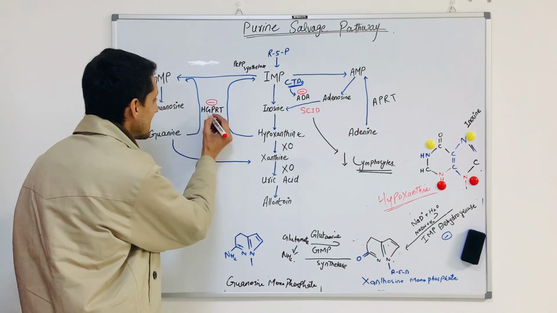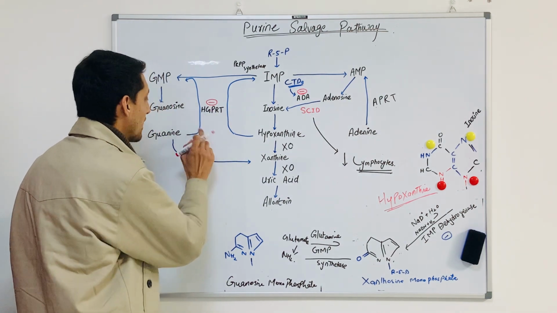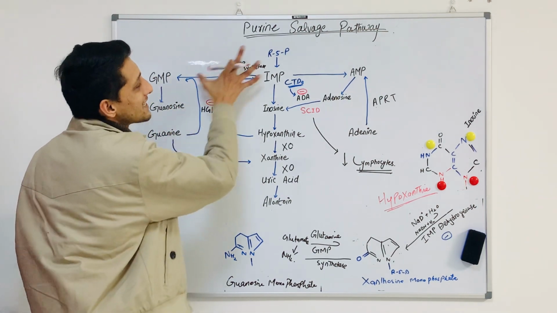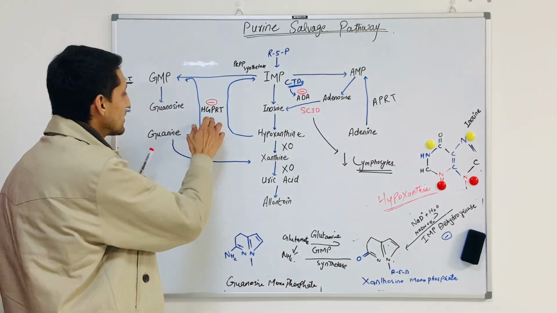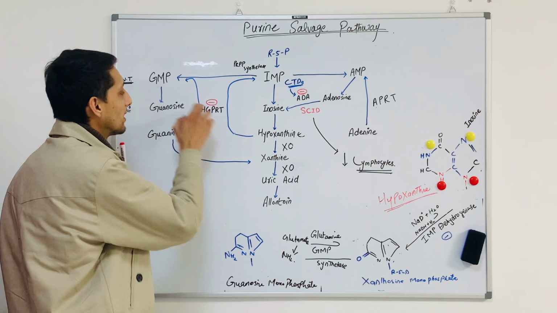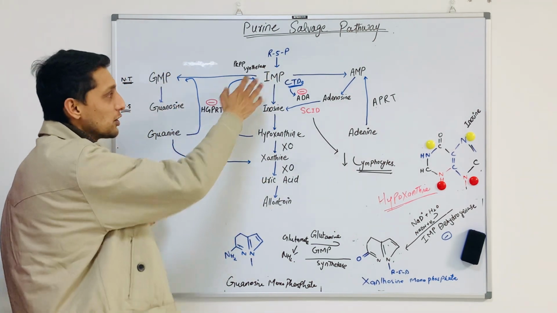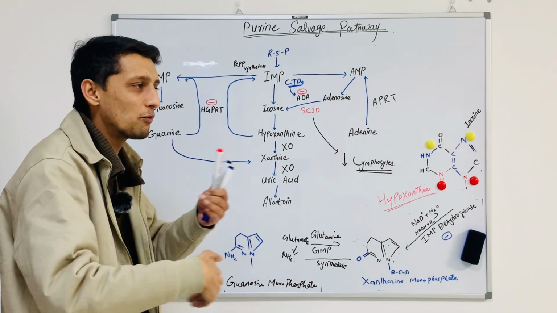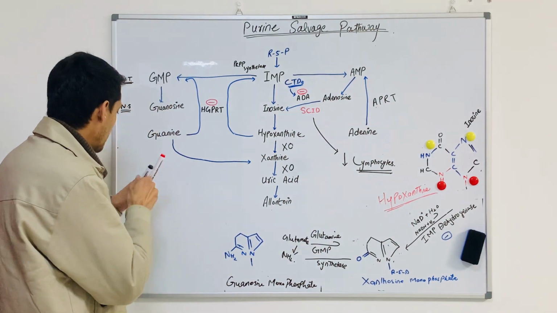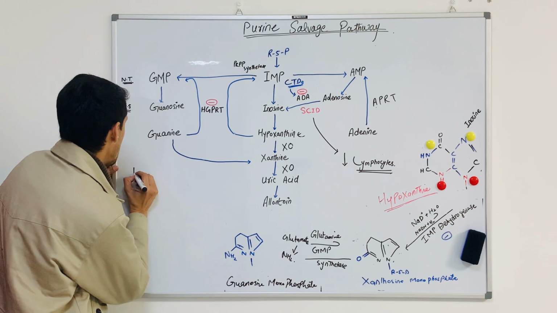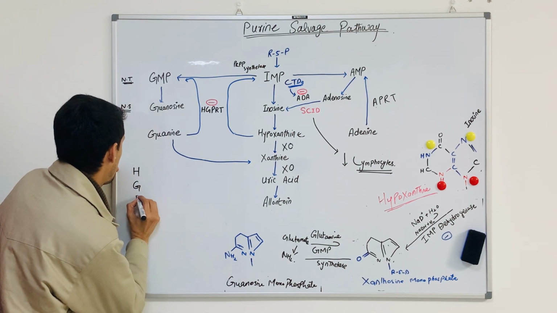So what happens? This enzyme, HGPRT, is deficient. That will not save these DNA precursors. If this enzyme is not there, guanine will not be converted, and hypoxanthine will not be converted into IMP. So as a result, what kind of disabilities and problems will we get? You can memorize it by using the same name, HGPRT.